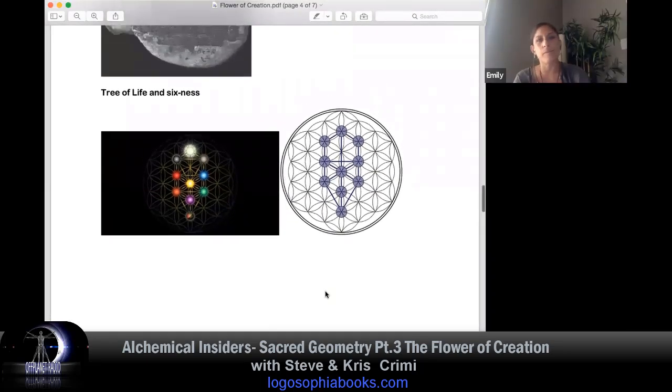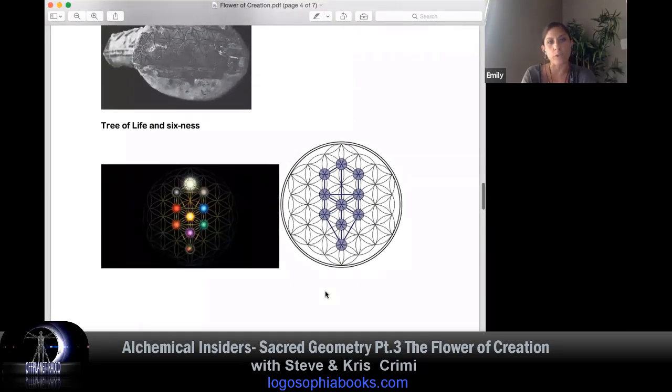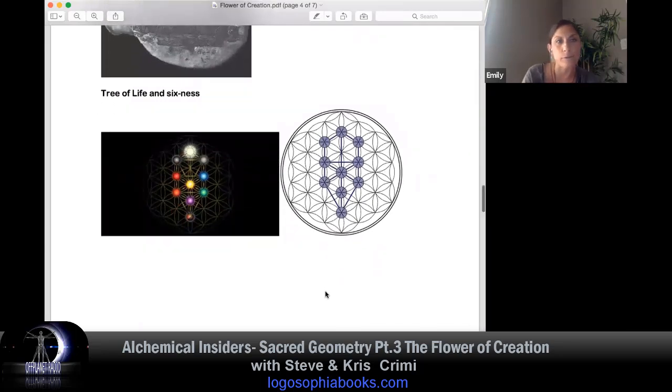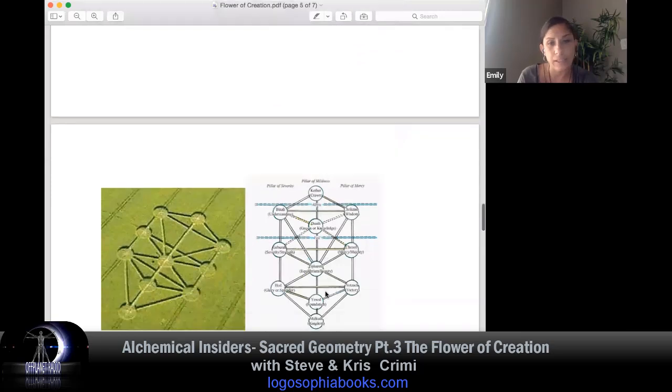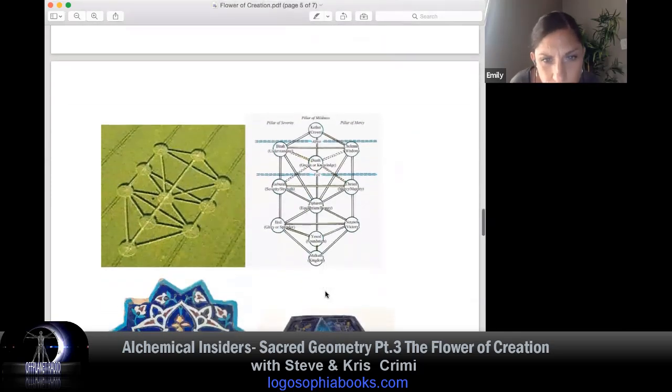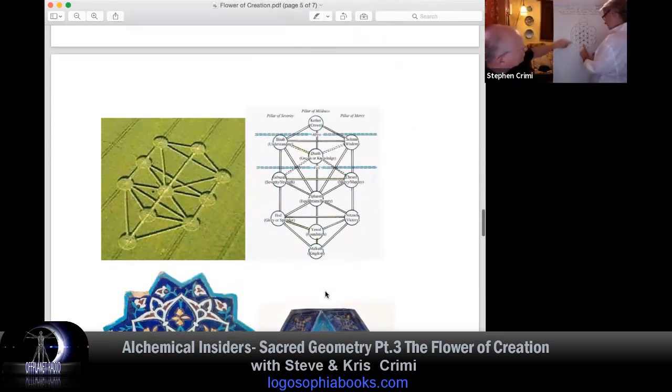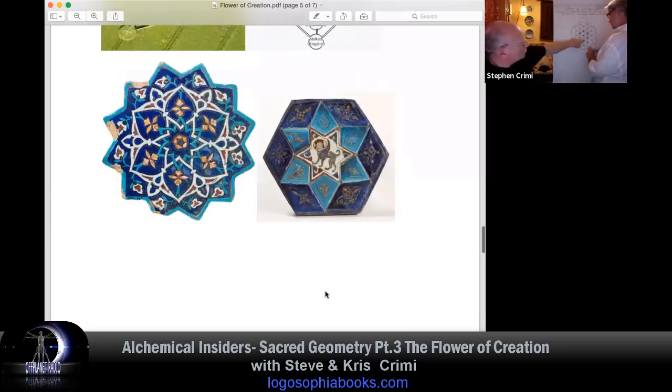And then here's some of what they're drawing right now, which is the tree of life over the flower of creation, or the sixness. Right? Yeah. And then we see that in the crop circle too. Is that it? Or isn't there another one like here? Yeah, I think you got these two.